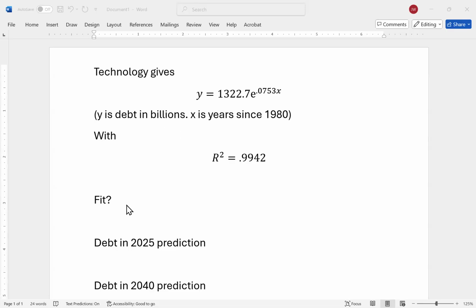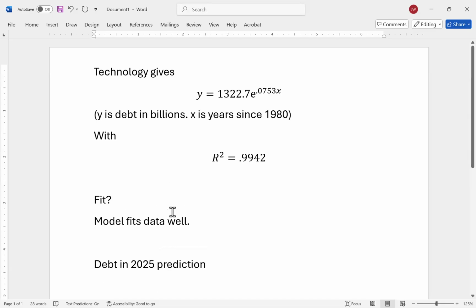So the first thing that we're going to ask is, does the model fit the data well? And in this case, since we have an r squared of 0.9942, that means the model fits the data well. All right, it's above 0.5. That's all we're looking for, r squared above 0.5. So model fits the data well. And then we're ready to do a prediction.